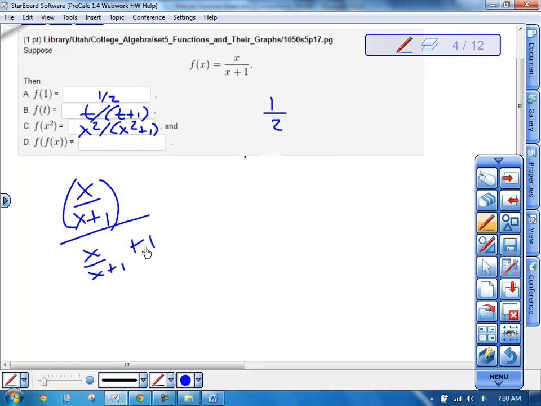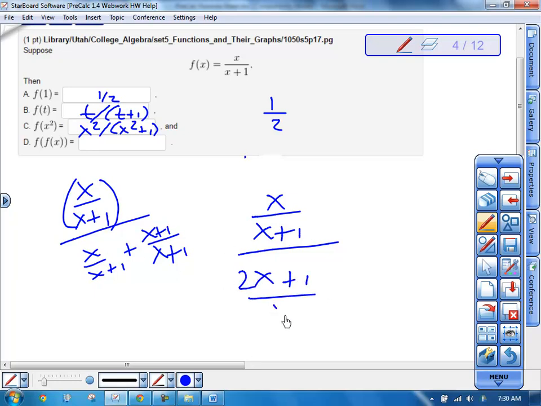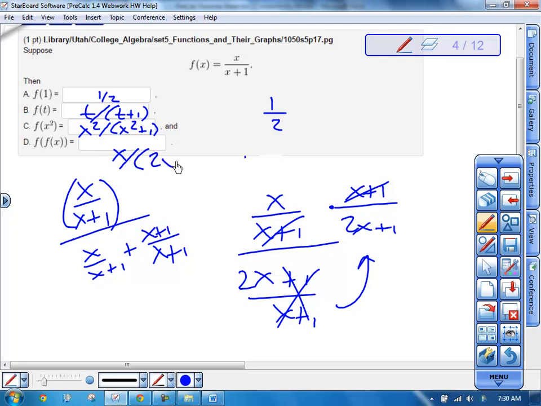Now, it's probably going to want you to simplify this, I'm guessing. So once again, multiply top and bottom by x plus 1 on this fraction, so that you can have like bases to add the fractions. So then this becomes 2x plus 1 over x plus 1. Instead of dividing by this, multiply by the reciprocal, x plus 1 over 2x plus 1. Because they move that up, and then these cancel, and you get x over 2x plus 1.